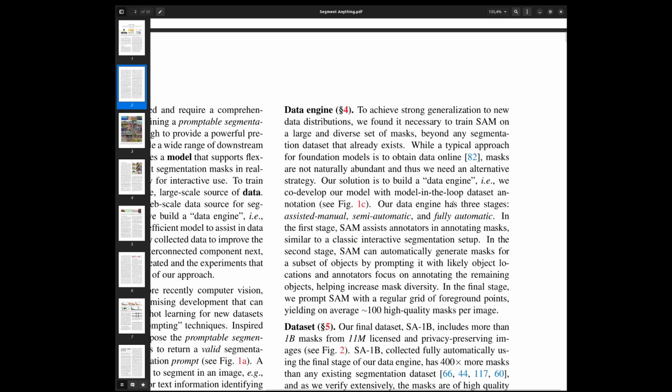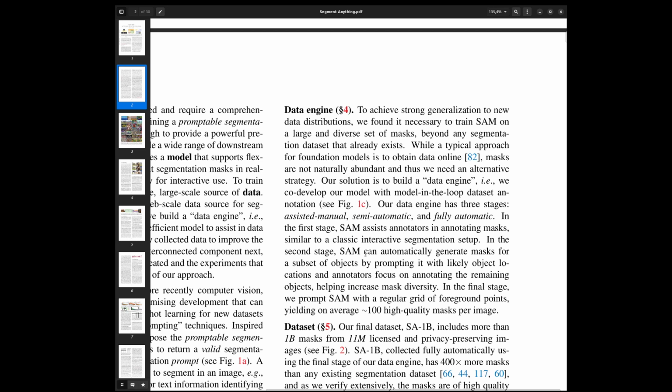Our data engine has three stages: assisted-manual, semi-automatic, and fully automatic. In the first stage, SAM assists annotators in annotating masks, similar to a classic interactive segmentation setup. Okay, so probably you have a very basic SAM that can only draw some mask, but that's kind of bad, and then you go ahead and click the points, you say yeah, I don't want this region to be part of the polygon, blah blah.